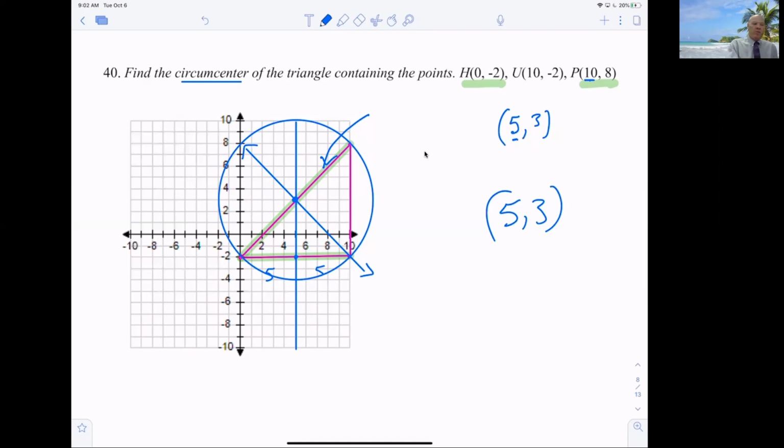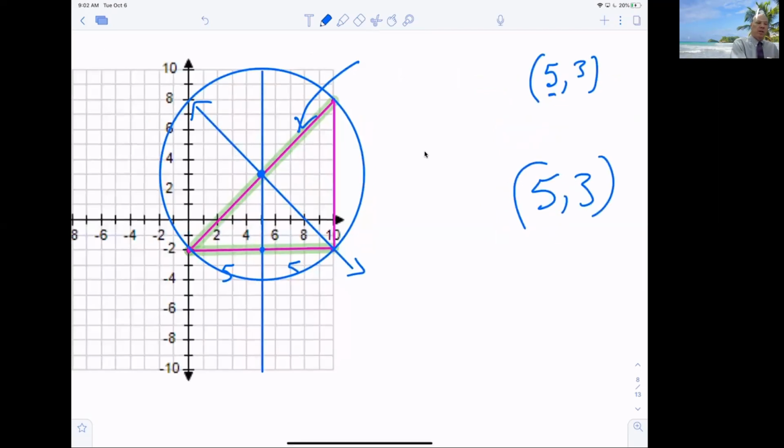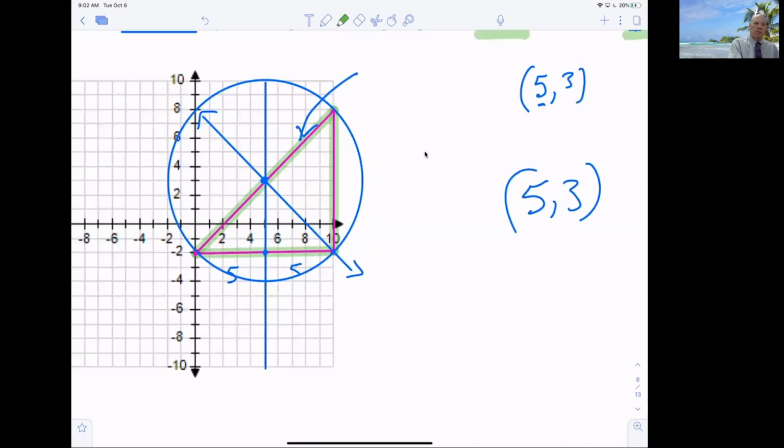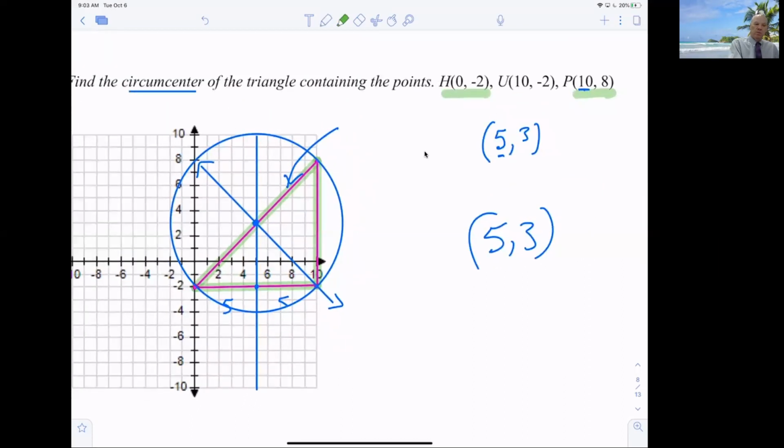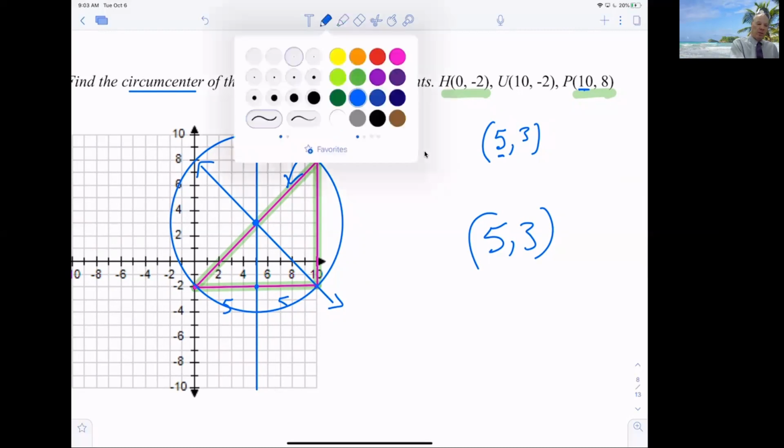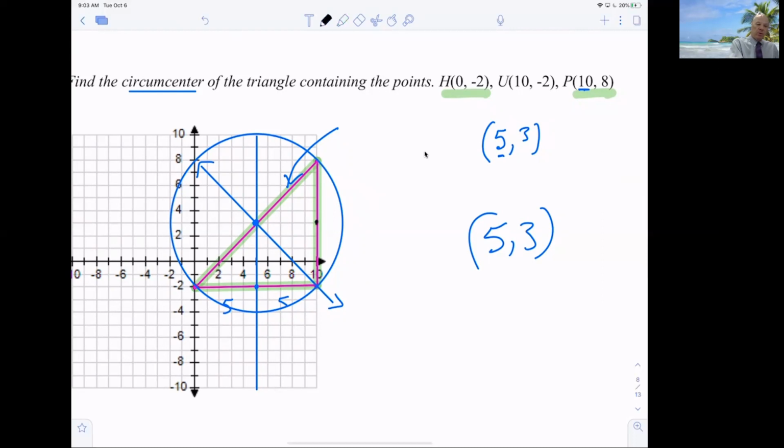You with me? Now, if we wanted to, I could have just selected this right here and said, what's the midpoint of that? So that distance from 10, 8 to 10, -2 is 10 units. So I have to go up 5. If I go up 5, this to me looks like the midpoint. And if I'm perpendicular, it's a horizontal line. So there again, do you see how that worked out?